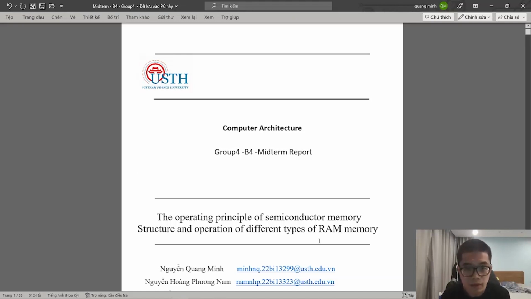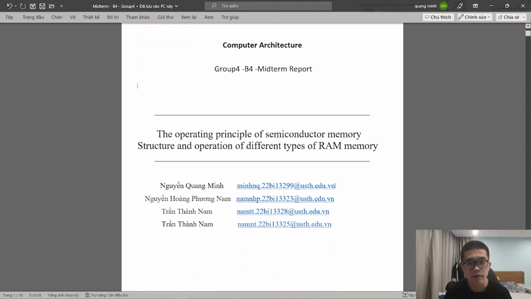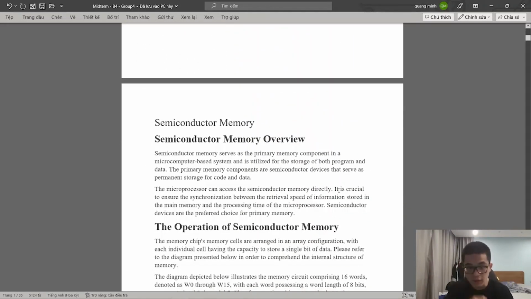I am the leader of the group before, and our project is about the operating principle of semiconductor memory and the structure and operation of the different types of RAM. So this is my email, and I will talk about the semiconductor memory and the operation of it.